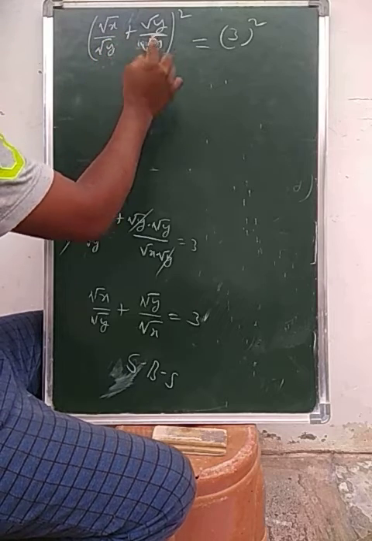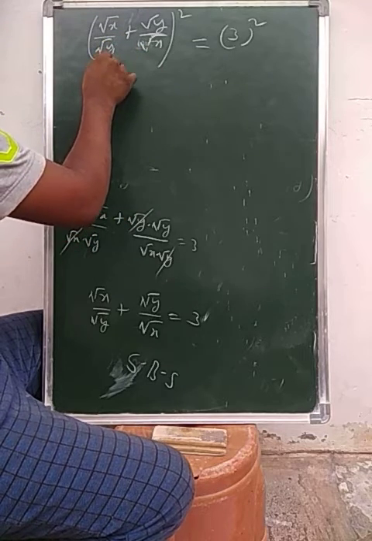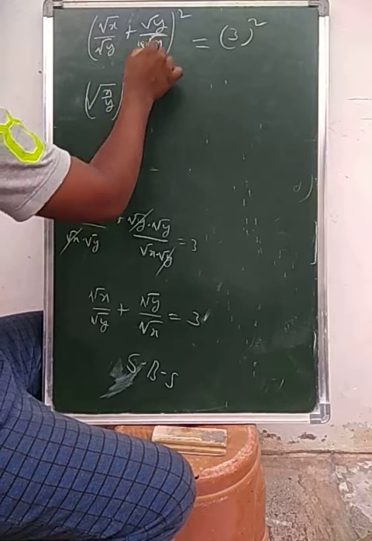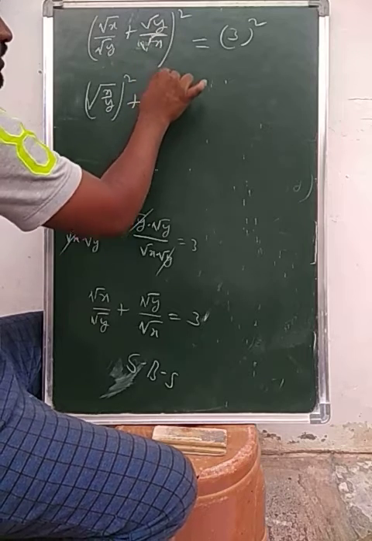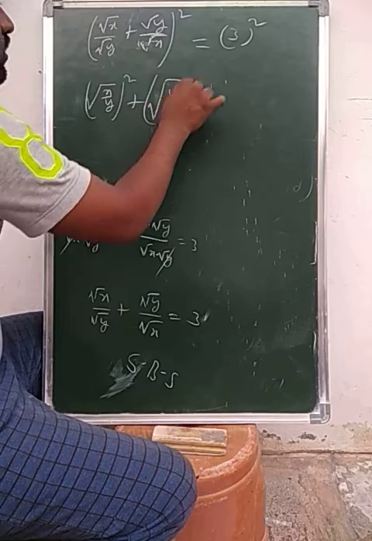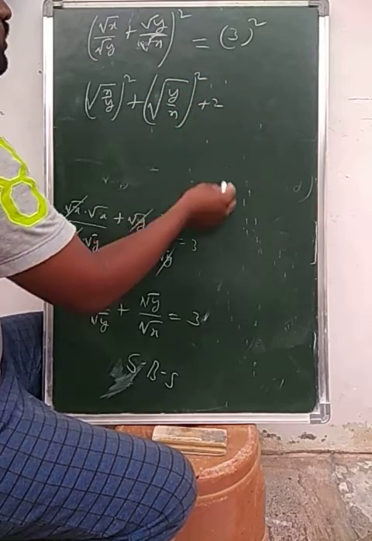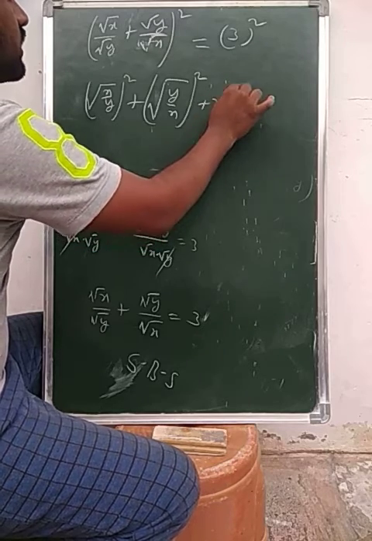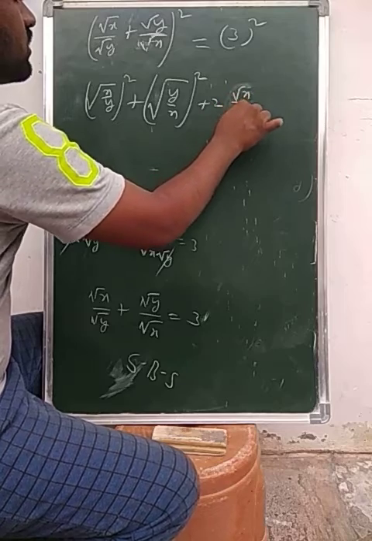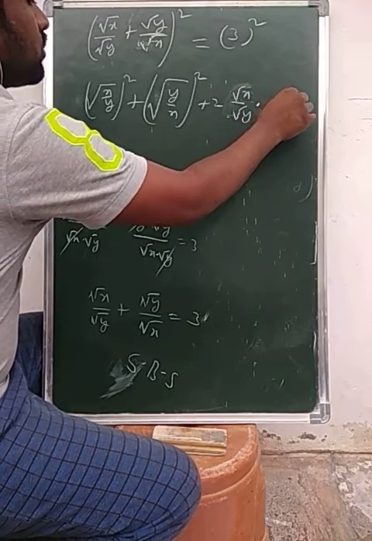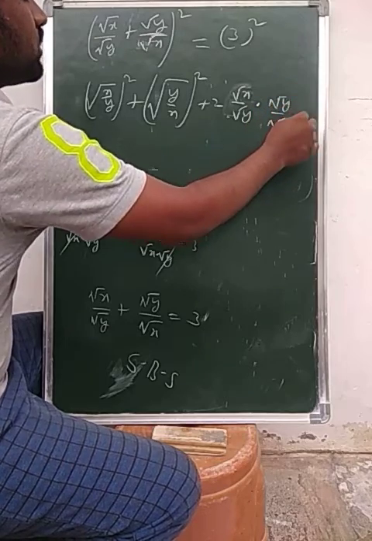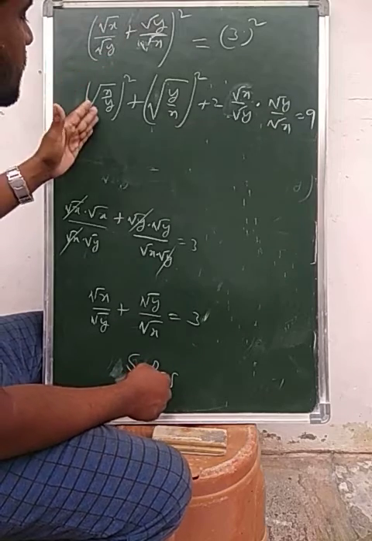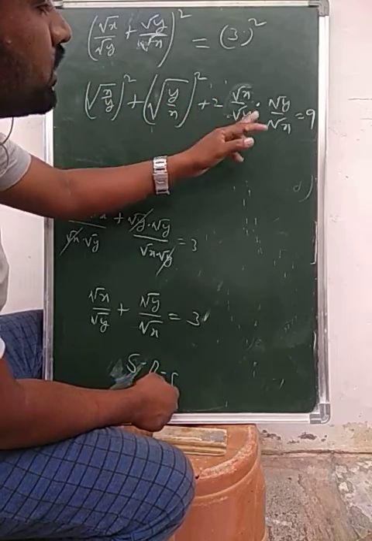Now it is in the form of a plus b whole square. Then we can write it as a square, means we get under root of x by y whole square, plus b square, means under root of y by x whole square, plus 2 into a, which is root x by root y, into b, which is root y by root x, okay na, is equals to 3 square, that is 9. Simply I just expanded in the form of a square plus b square plus 2ab.